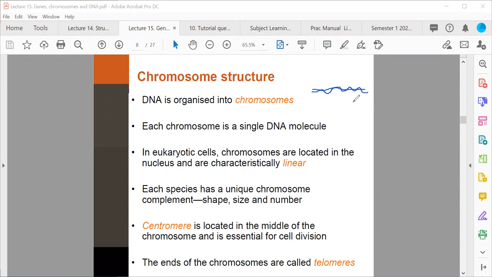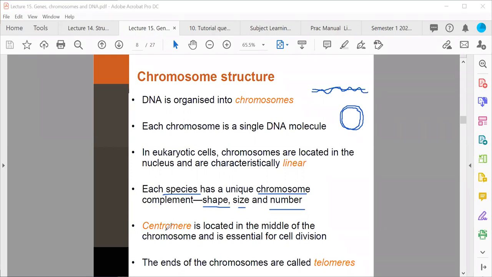They are linear chromosomes. In comparison to prokaryotes, which often have circular chromosomes. There are two strands of DNA, and we have one circular chromosome. Each species of organism has a unique chromosome complement. That is unique chromosome shapes, sizes of the chromosomes, and number of chromosomes.